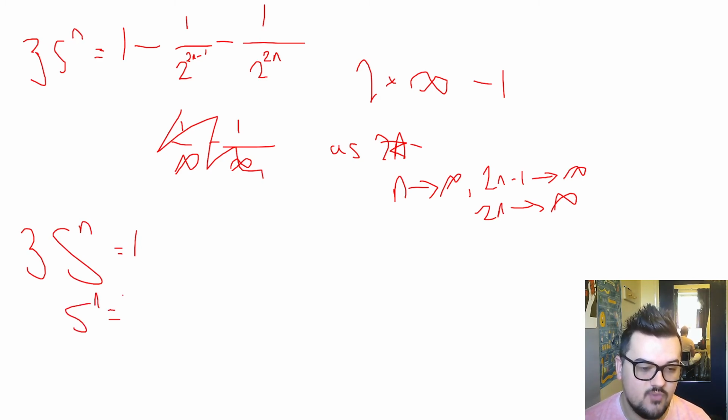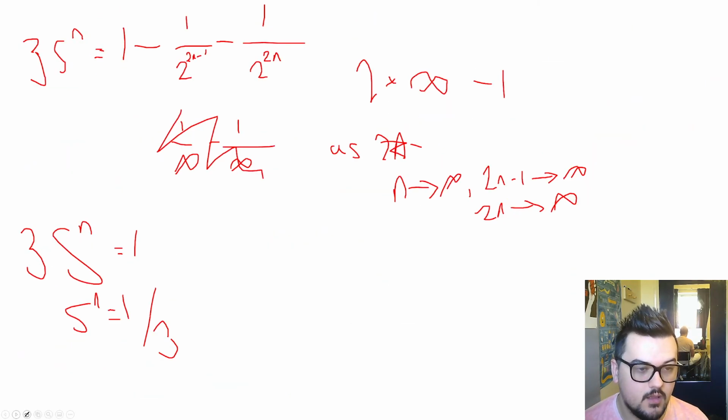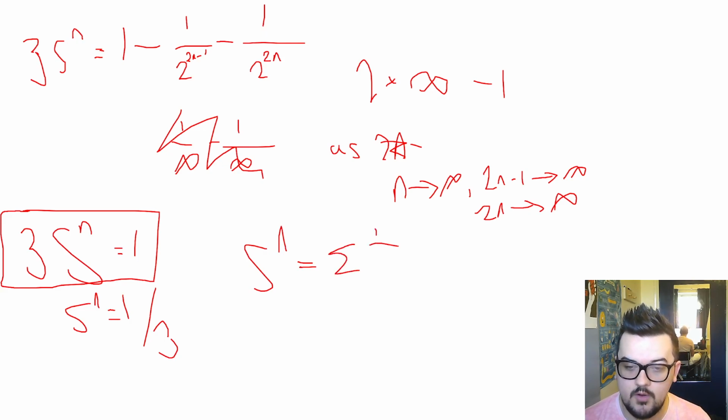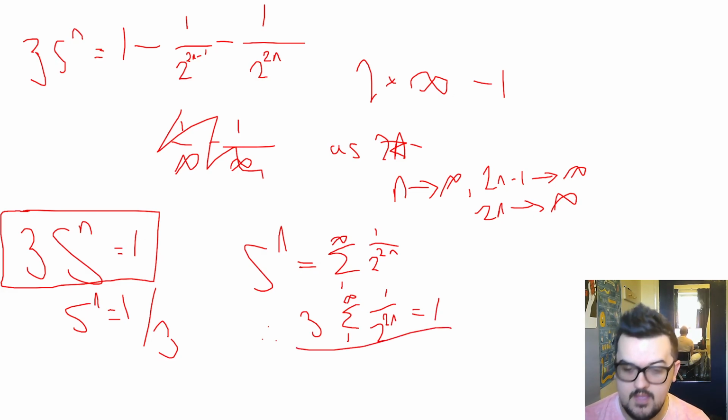Sn therefore equals a third. We were looking to show that this sum multiplied by 3 equals 1. Well, that's what we've done here. We've just said that 3 lots of the sum equals 1. And because Sn was our replacement for the sum of 1 over 2 to the 2n from 1 to infinity, therefore we can say that 3 times the sum from 1 to infinity of 1 over 2 to the 2n equals 1.